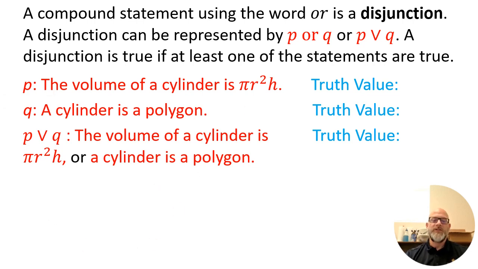P, the volume of a cylinder is pi r squared h. Is that true or false? True, you got it memorized. It's a math fact. Q, a cylinder is a polygon. True or false? False. P or Q, the volume of a cylinder is pi r squared h, or a cylinder is a polygon.